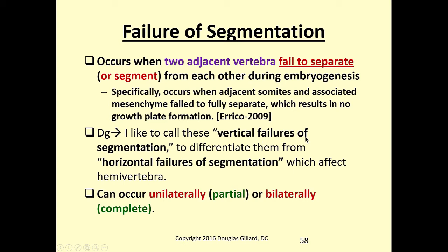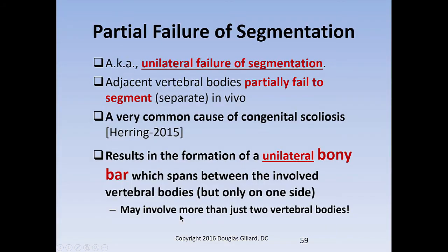I like to call these vertical failures. Vertical failures of segmentation to differentiate from horizontal failure of segmentation, which only describes hemivertebra. Can occur unilaterally, then we have a unilateral bar, or bilaterally, then we have a blocked vertebra. We won't worry about anything else.